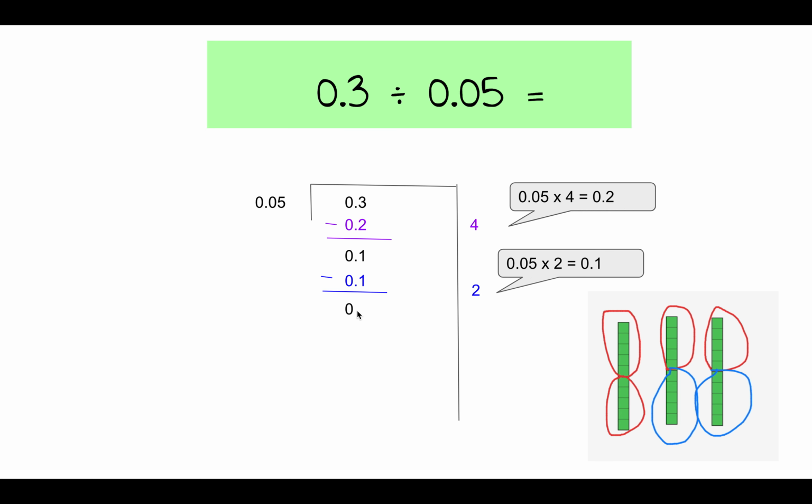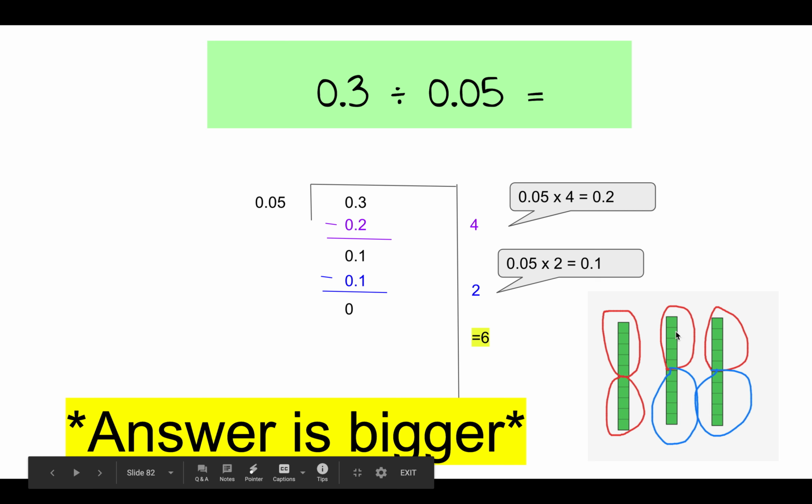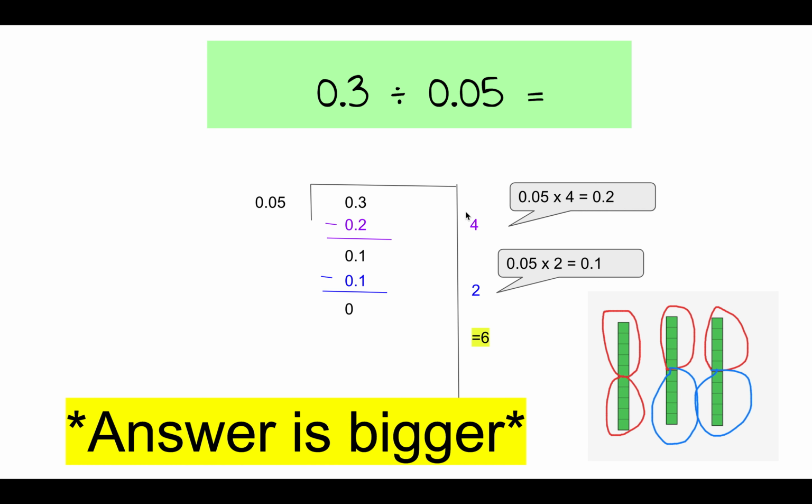And I have nothing left to divide out. All of my numbers are in groups of 5/100. So my answer is I made 6 groups. 6 is bigger than the number I started with. So when I divide, my answer gets bigger because we're doing decimals. I know I keep saying this because it's important.